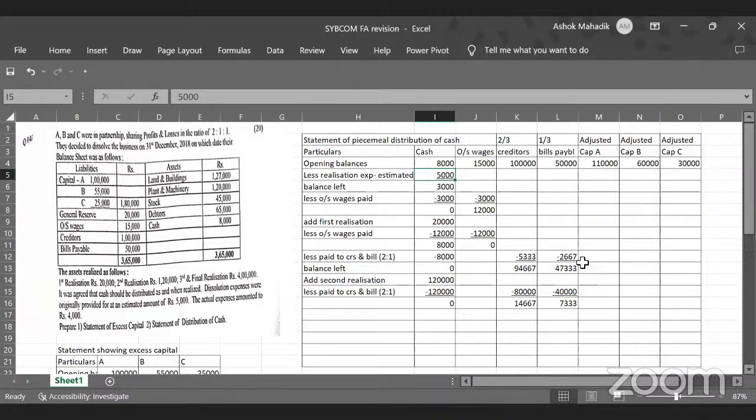So I added the second realization, which is 1,20,000. I have 1,20,000 on hand, but still my liabilities are more. They were around 1,30,000 to 1,32,000. So I'll distribute again in the same ratio, 2 is to 1. So 1,20,000 distributed as 2 is to 1 is 80,000 and 40,000. Still there is a balance in the accounts of creditors and bills payable. Now I'll take the third realization, so I'll write add third realization.